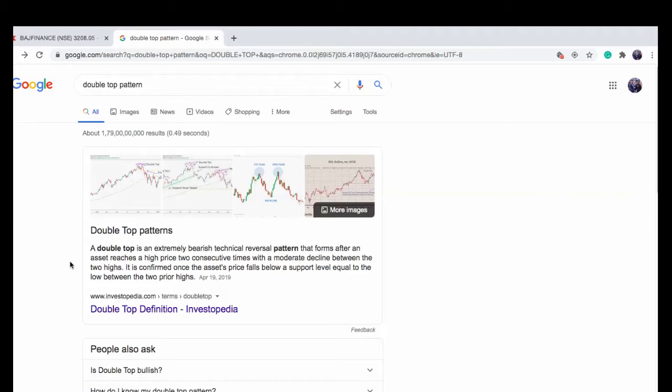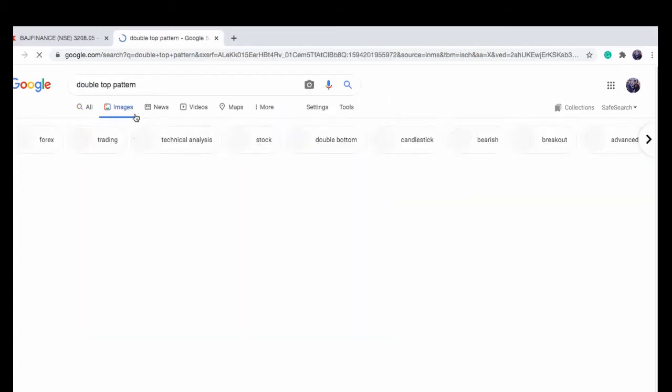So this is technical analysis when you are going to focus on the double top pattern. Now the double top pattern is an extremely bearish technical reversal pattern that forms after an asset, that is equity, reaches a high price two consecutive times with a moderate decline between the two highs. It is confirmed once the asset price falls below a support level equal to the low between the two highs.